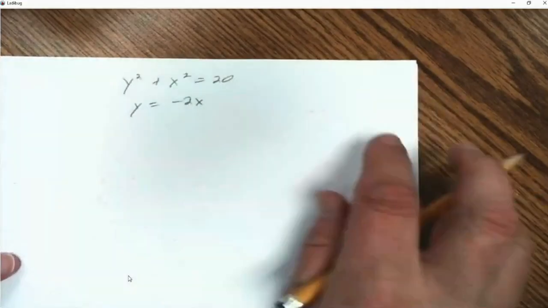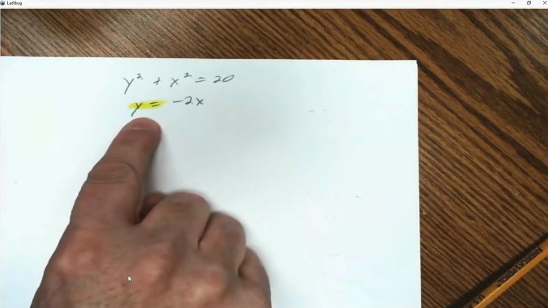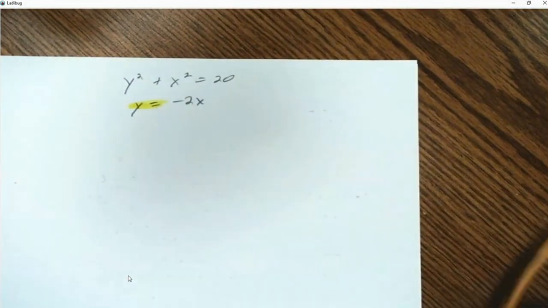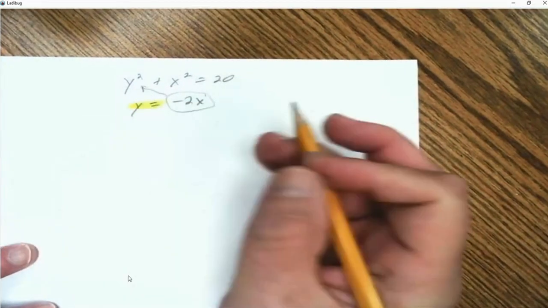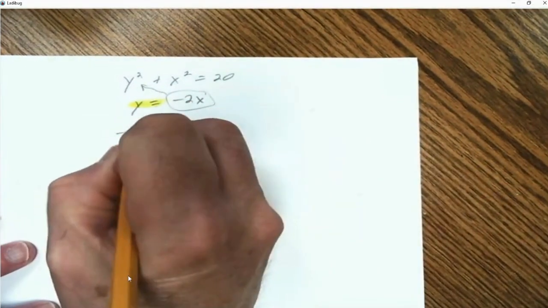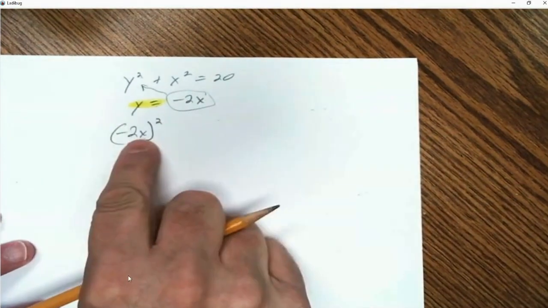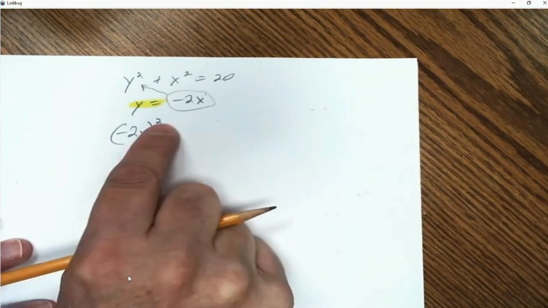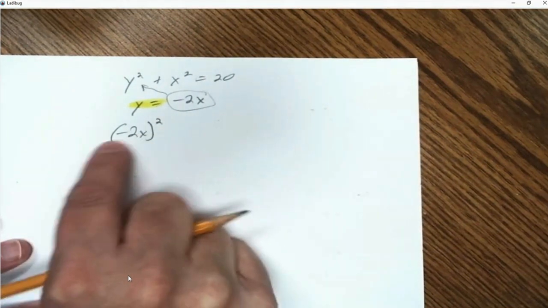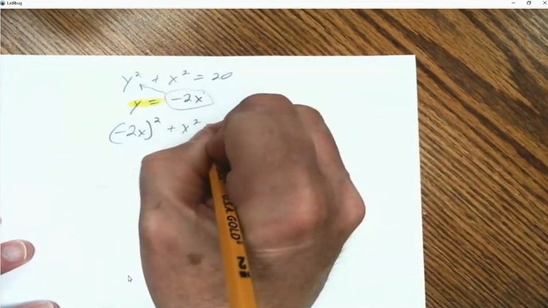So it looks like substitution would be the easiest thing to do because we have y equals. And since it equals this right here, we're going to put that in for y. So we have negative 2x squared. It's important to put that in parentheses because all of it is squared. It's not negative 2x squared, it's negative 2x, all of that squared, plus x squared equals 20.